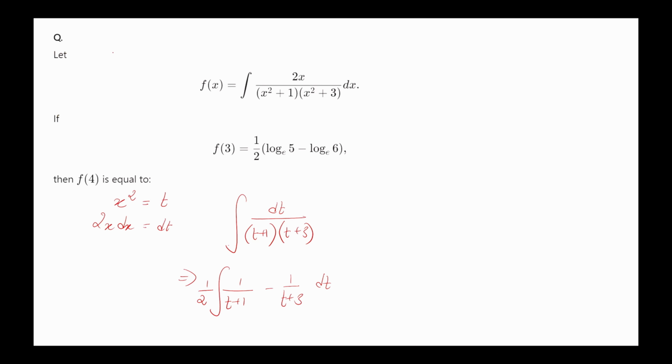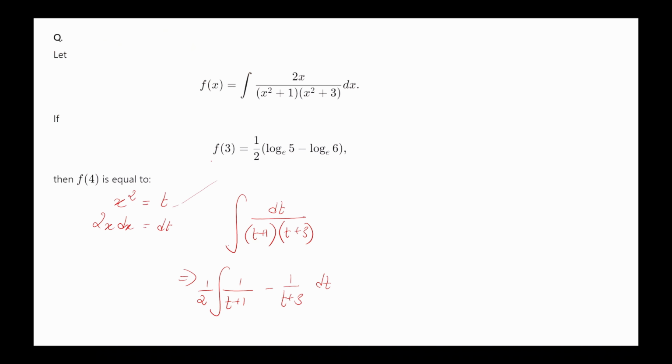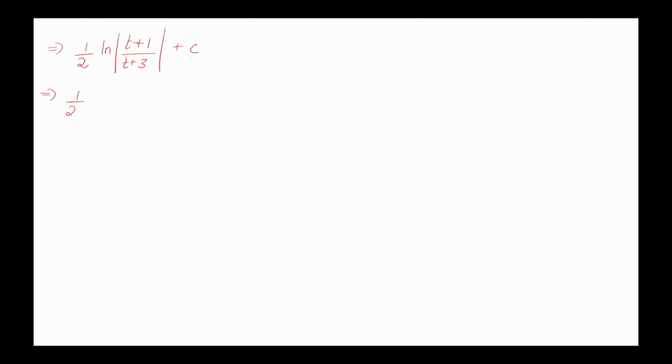Now if I integrate this, what am I going to get? This would become half of ln of (t + 1) upon (t + 3), this is what I'm going to get, plus c. So now upon substituting the value that I had assumed t to be, it was x square, right? If I substitute its value, I would get half of ln of (x square + 1) upon (x square + 3) plus c. This is what I'm going to get.